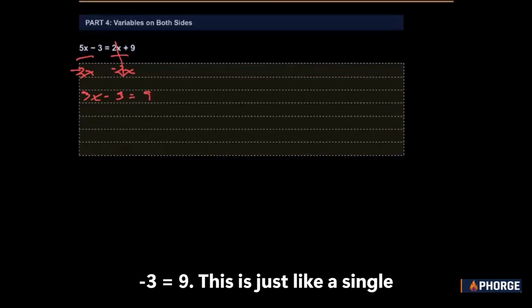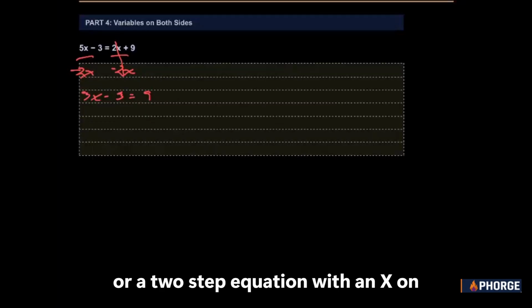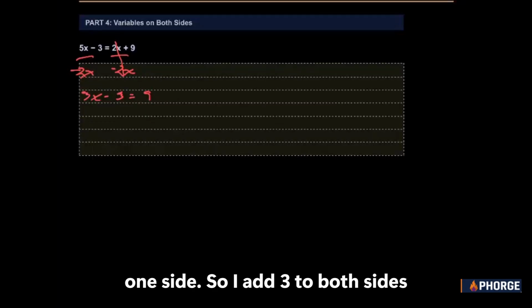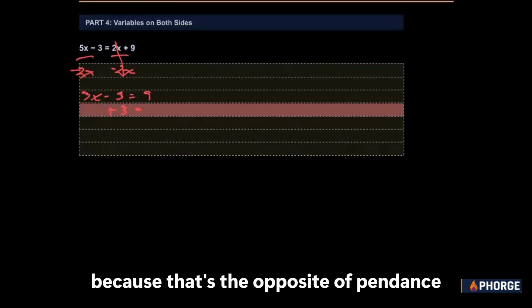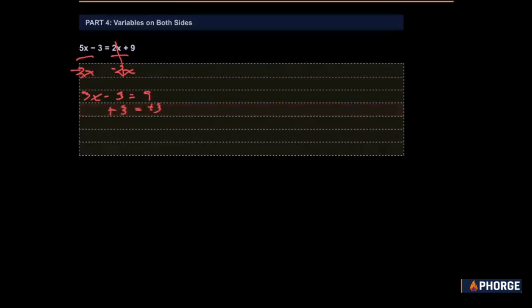This is just like a single or a two-step equation with an x on one side. So I add 3 to both sides because that's the opposite of PEMDAS, starting at the bottom. 3x is equal to 12. Divide by 3, and we have x is equal to 4.